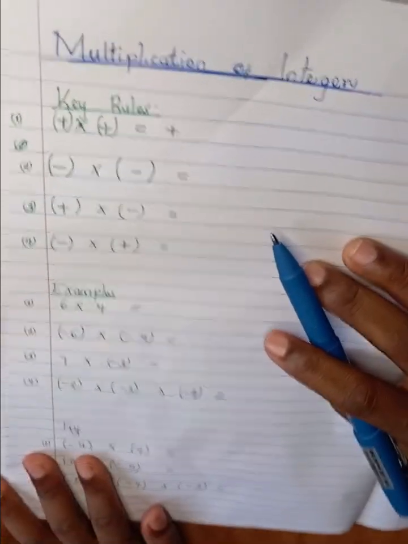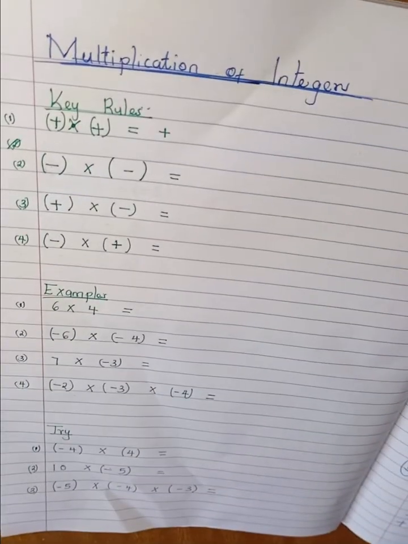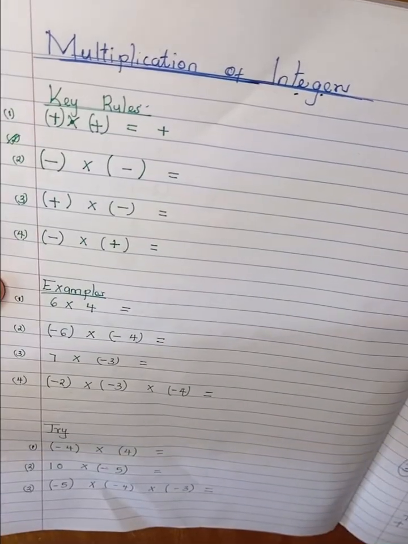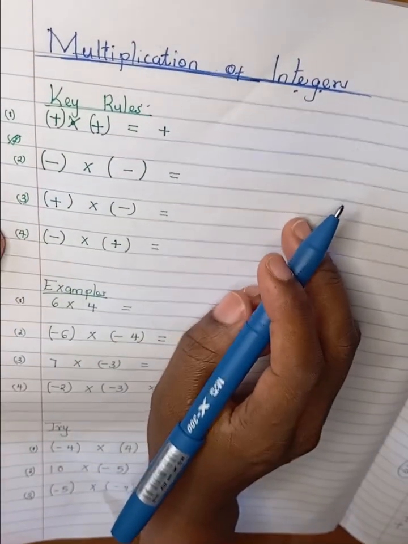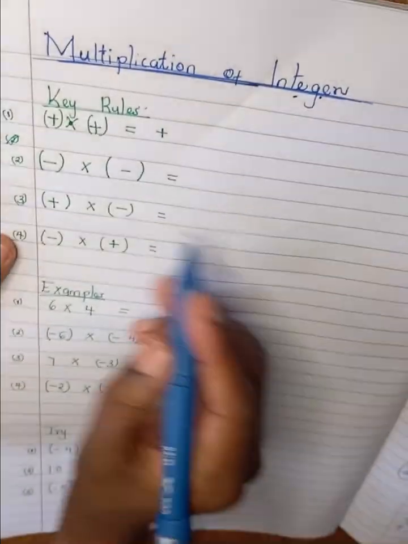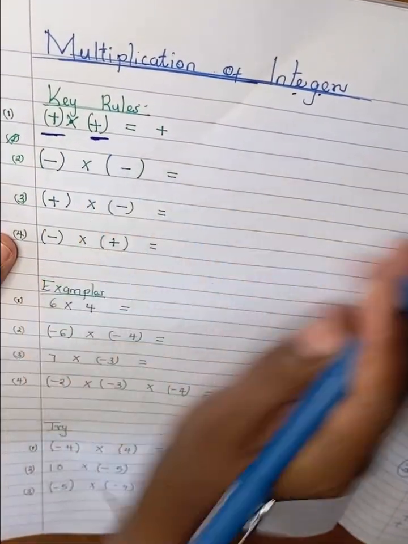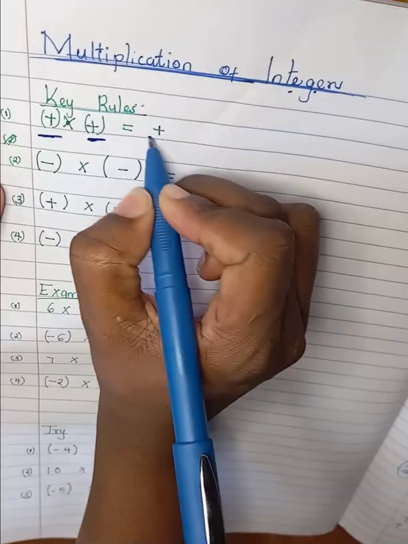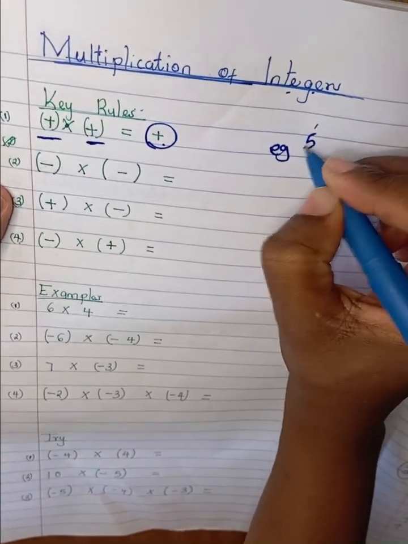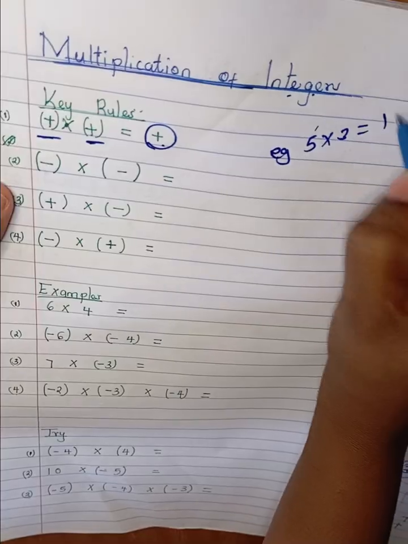This is multiplication of integers, and as you said earlier, integers are whole numbers. So, on multiplying integers, there are some rules that you must know before continuing. For example, when you are multiplying a positive and a positive, the answer must be positive. For example, 5 times 3, definitely it is 15.